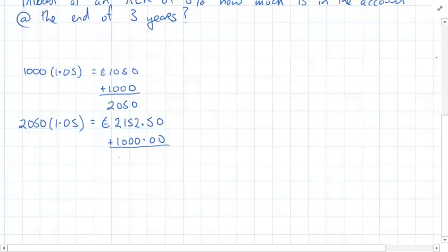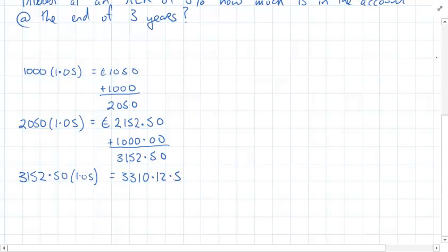Okay. Again, we're going to add in €1,000 to this before the start of year 3. That's going to give us an amount equal to €3,152.50. And then to work out how much that grows to at the end of the third year, we're going to multiply that by 1.05 again. Okay, and that's going to give us an answer of €3,310.13.